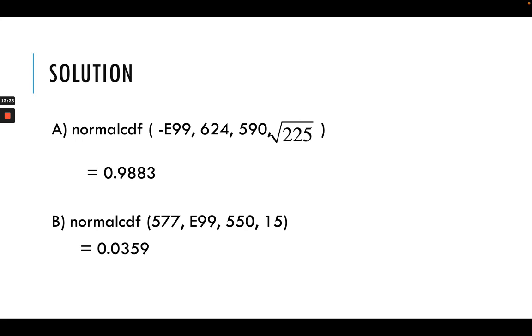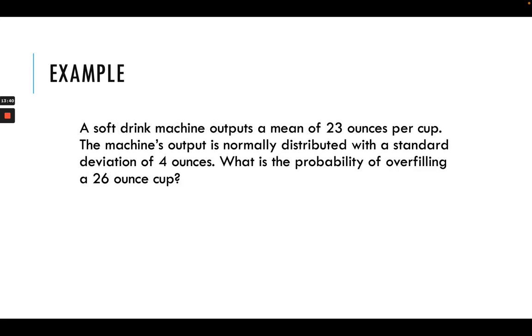And so let's take a look at one last problem. Let's say a soft drink machine outputs a mean of 23 ounces per cup. Let's say the machine's output follows the normal curve with a standard deviation of 4 ounces. What is the probability of overfilling a 26-ounce cup? And so go ahead and pause the video and see if you can set this up for your normal CDF function and see if you can find that probability.